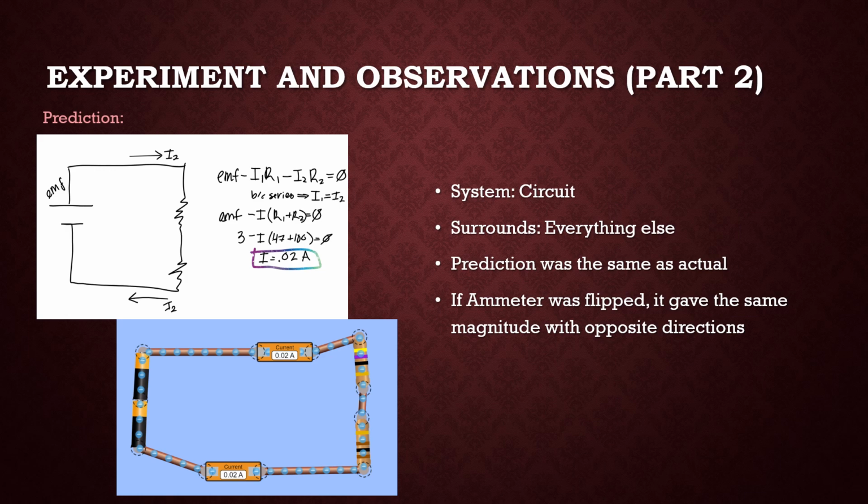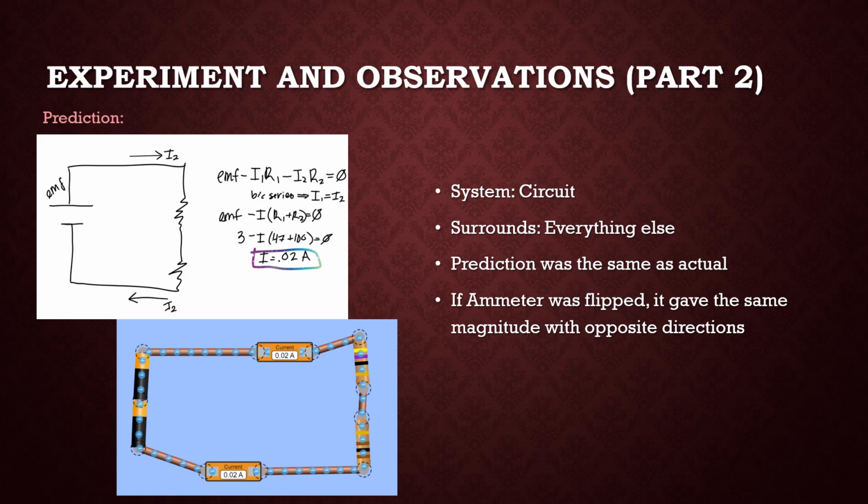For the first part of Part 2, we have that our circuit is the system and everything else is the surroundings. Our circuit consists of two 1.5 volt batteries, which can also be modeled as one 3 volt battery, one 47 ohm resistor, and one 100 ohm resistor, in addition to wires and ammeters.